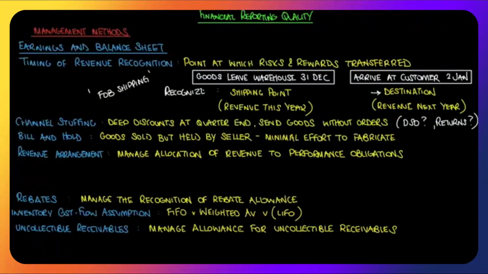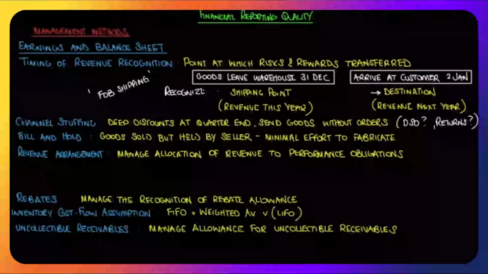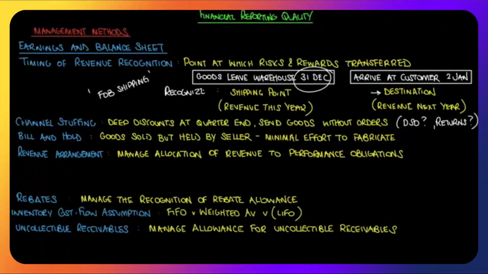So you don't recognize the revenue to that point. Well, obviously, fairly obvious example here. Last day of the year, first couple of days next year. If you decide it's the shipping point and on the 31st of December it left your warehouse, the revenue comes in this year. If instead it's at destination, the revenue will come in next year.